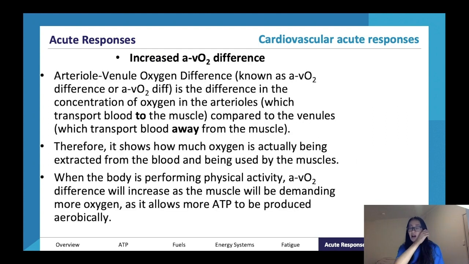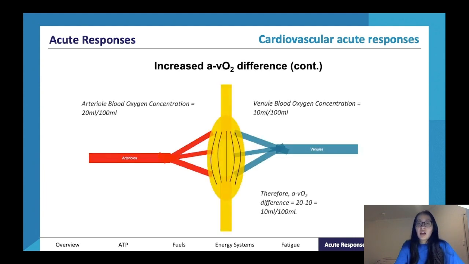Okay, this is kind of a hard one to explain. So you've got something called an increased AVO2 difference. What does this stand for? Arterial venous oxygen difference, also known as AVO2 difference or AVO2 diff. This is a difference in the concentration of oxygen in the arterioles, which transport blood to the muscles, compared to the venules, which transport blood away from the muscles. Therefore, it shows how much oxygen is being extracted from the blood and used by the muscles. When the body is performing physical activity, AVO2 difference will increase as the muscle will be demanding more oxygen, as it allows more ATP to be produced aerobically.